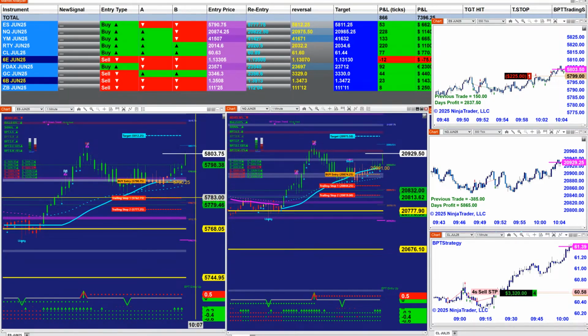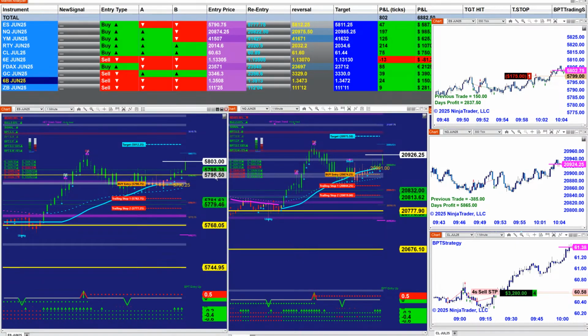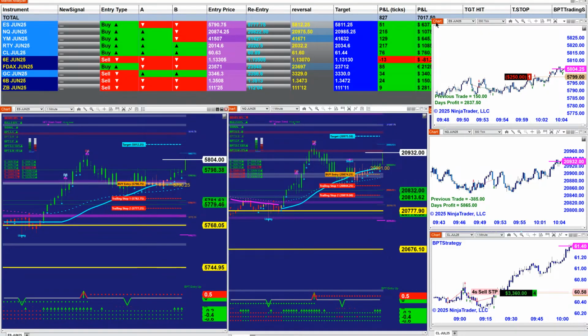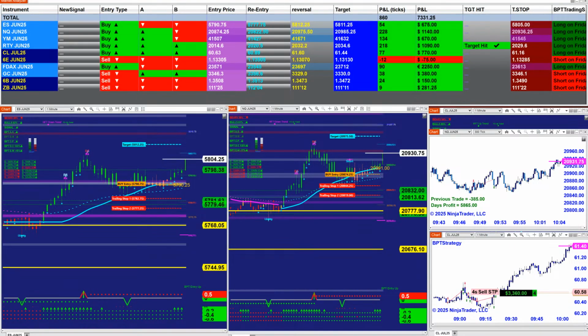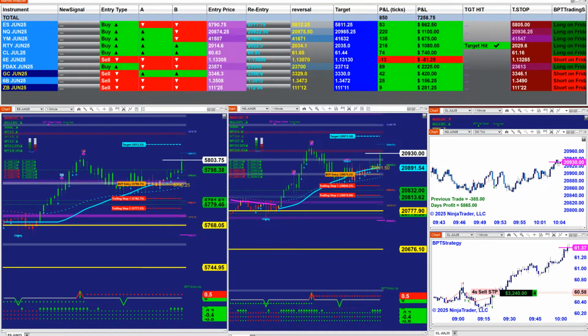Finally, the market is taking off. This is really good. Finally, the market is taking off. And let's look at where we are going with those trades.